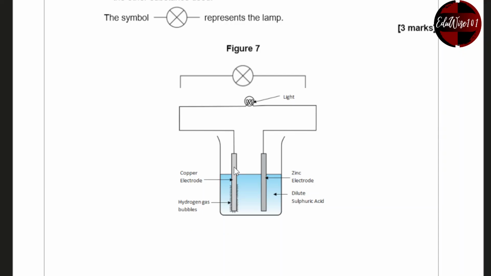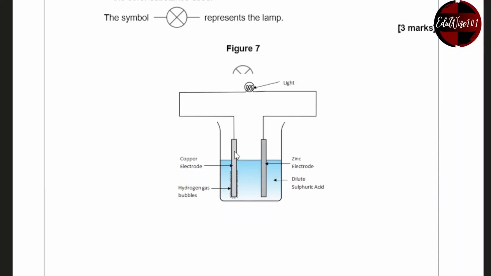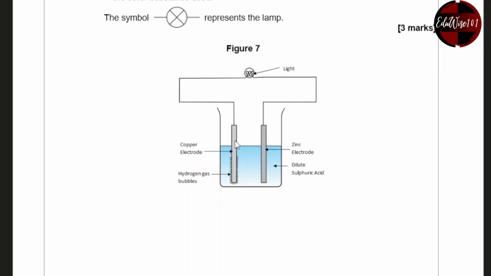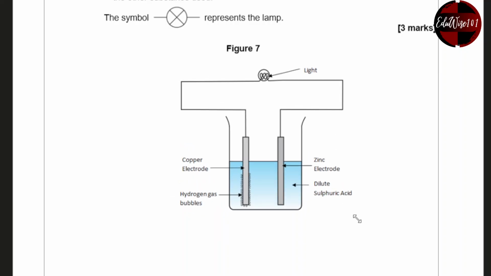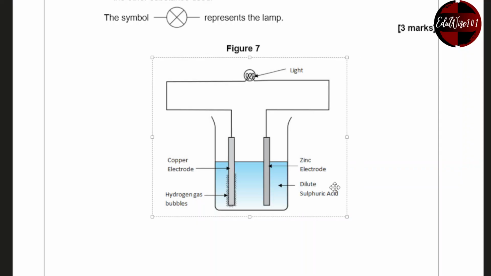You should replace it with the circle and a cross. So just make it a bit bigger. So you've got the copper electrode and the zinc electrode, dilute sulfuric acid. You can't say simply, if you didn't know, you could call it the other substance. But you lose a mark.